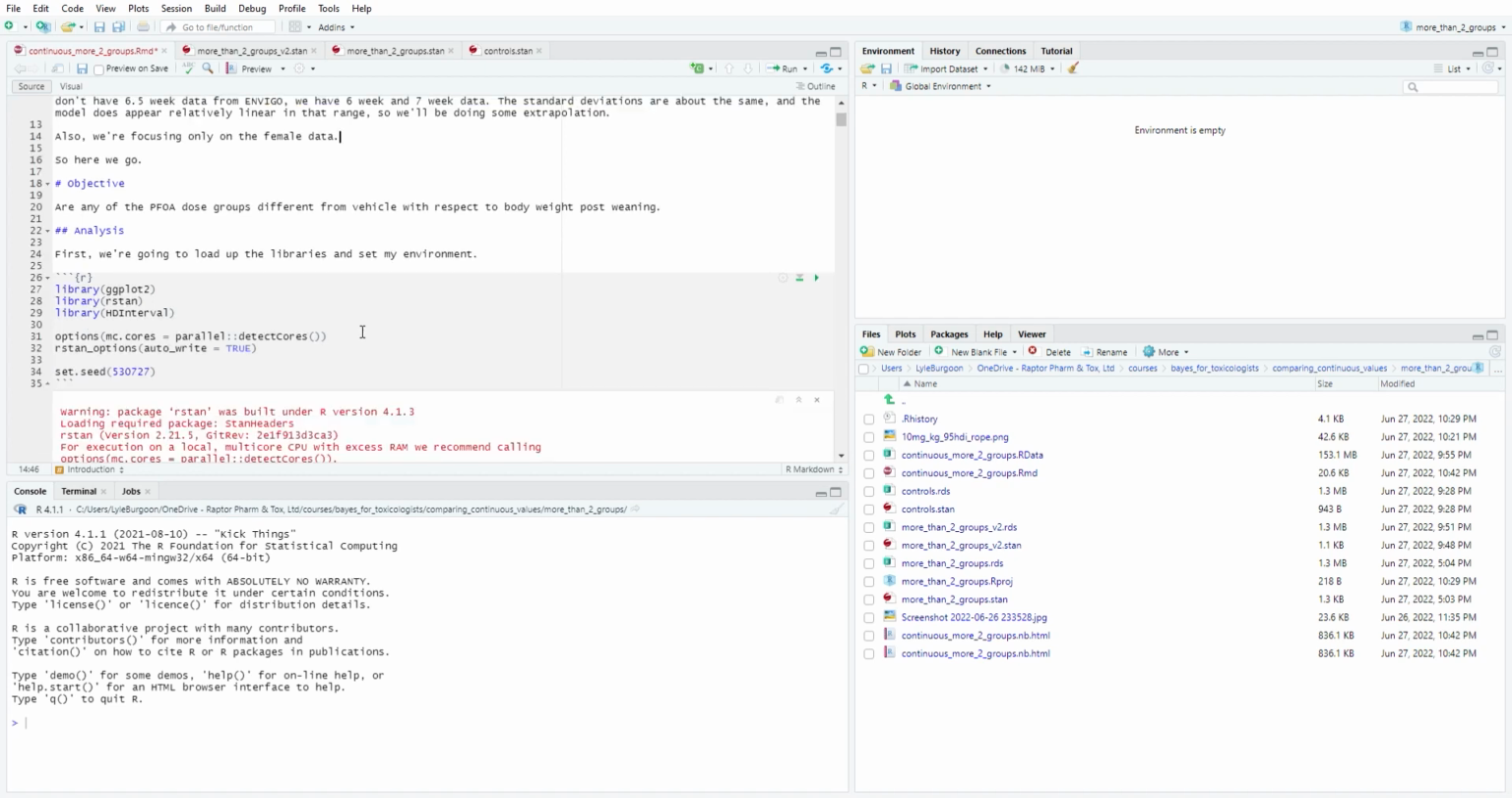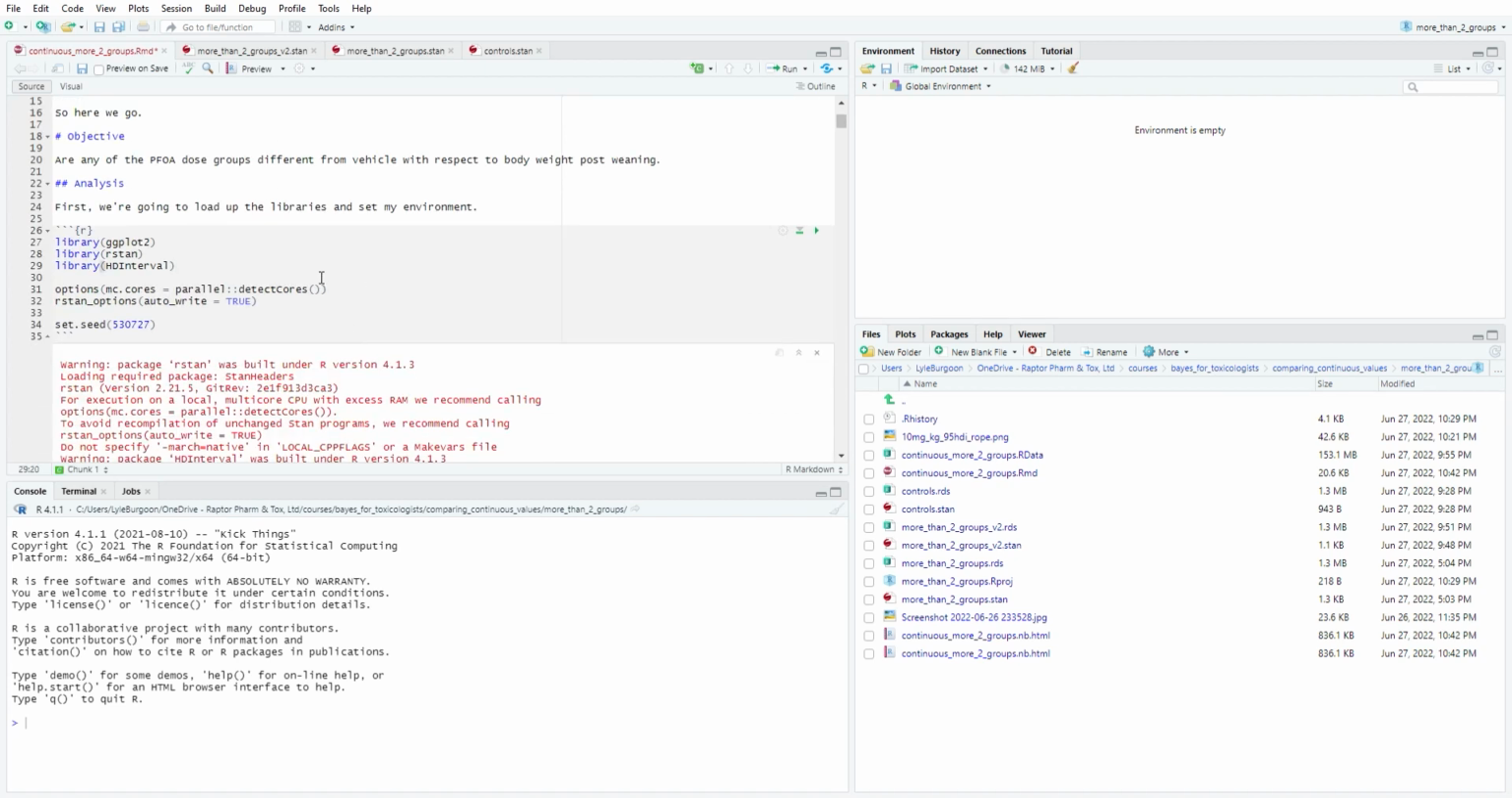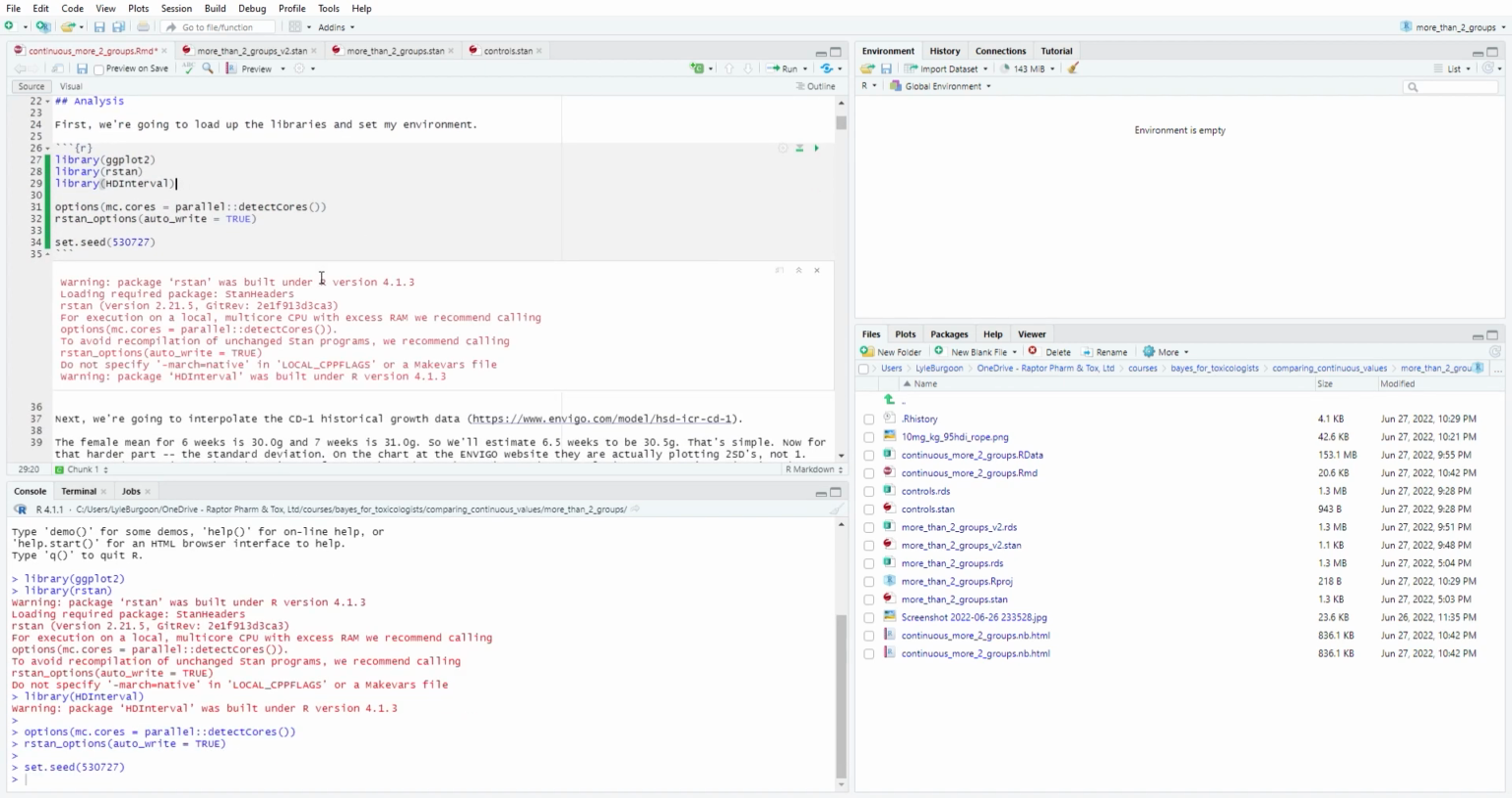So off we go. The first thing that we always do is we're going to load up our libraries. And one question that you might be having in your head, and maybe you've already asked me this, is: do I have to load all my libraries up at the top? No, you don't.